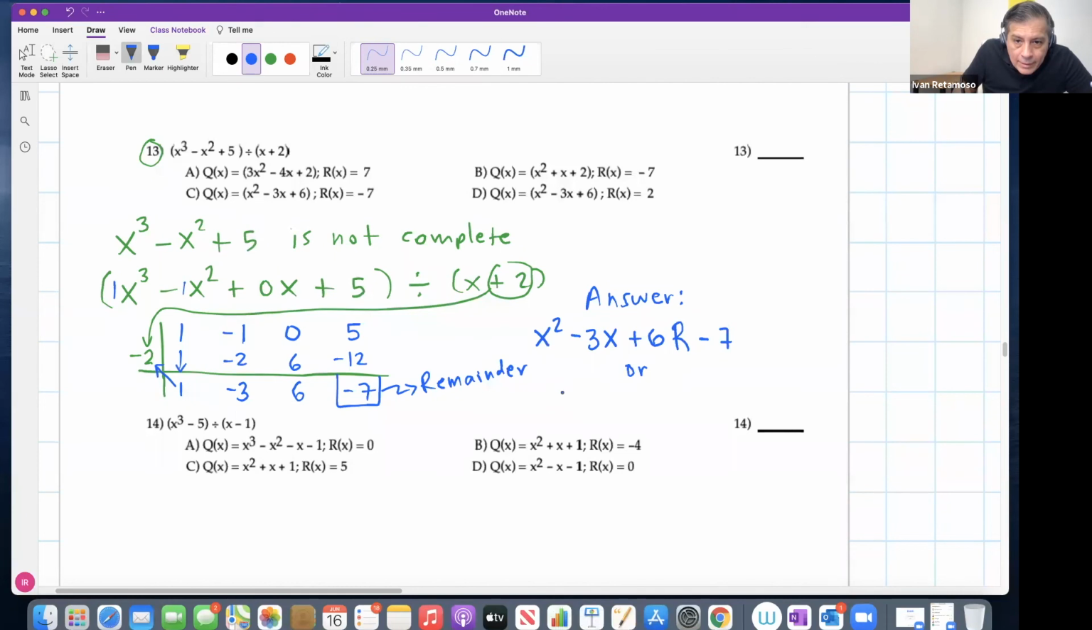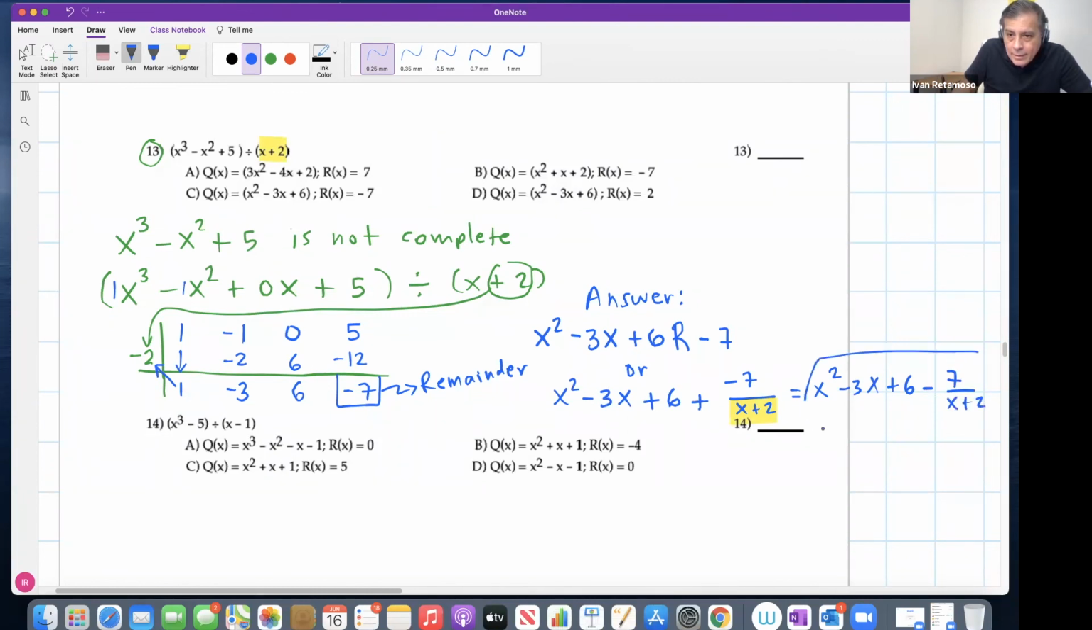Or you can write this in this form: x squared minus 3x plus 6 plus, remember, this proper fraction, minus 7, the remainder, on the numerator. On the denominator, you just pick up whatever the divisor is, in this case x plus 2. Since plus multiplied by minus, since this 2 is minus, mathematicians write it like this: x plus 2. And that's it, guys. We're good to go here.